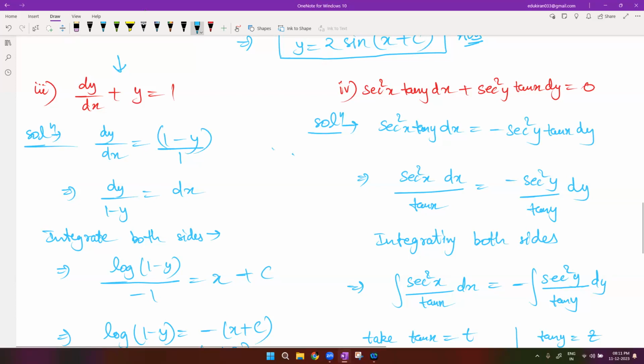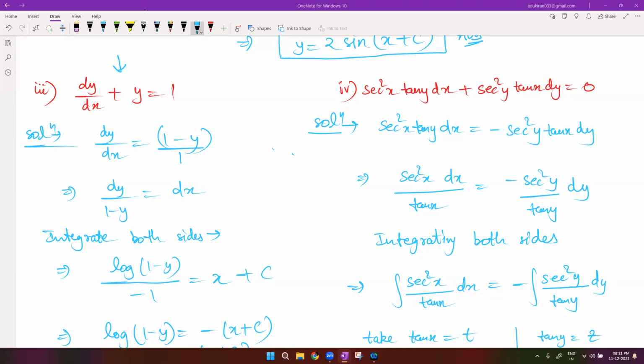Yes. Sir, here we are finding general solution. Yes, general solution of variable separable form. I mean, particular solution and general solution both will be done in the same way.